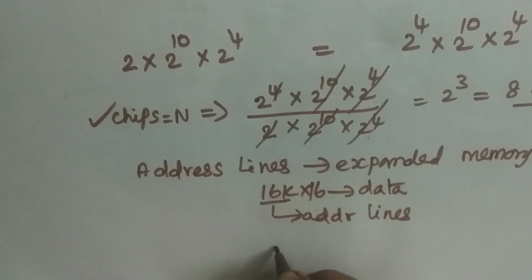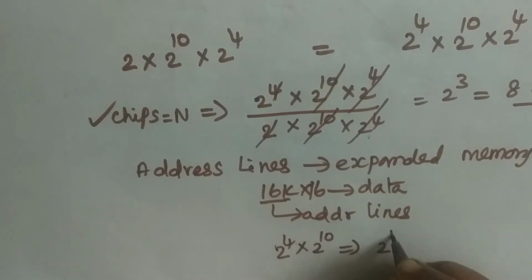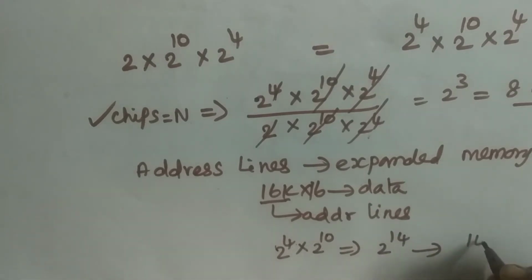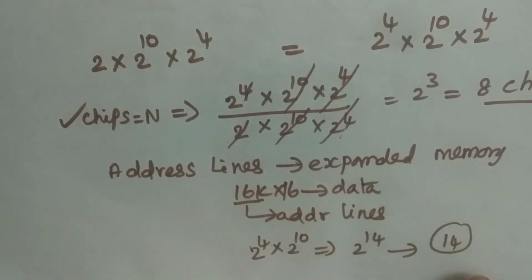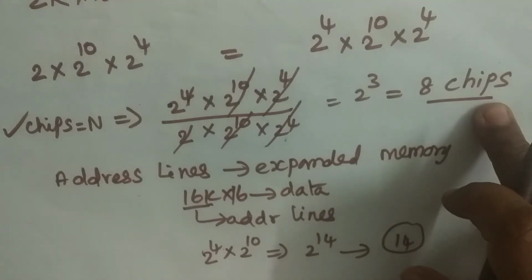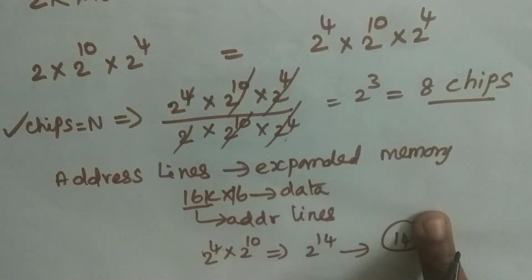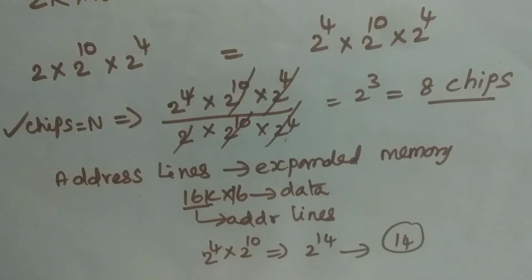16K is 2 power 4 into K is 2 power 10, which is equal to 2 power 14. So 14 is the address line. Okay, 8 chips and 14 address lines. So this is the expanded memory chips and address lines.